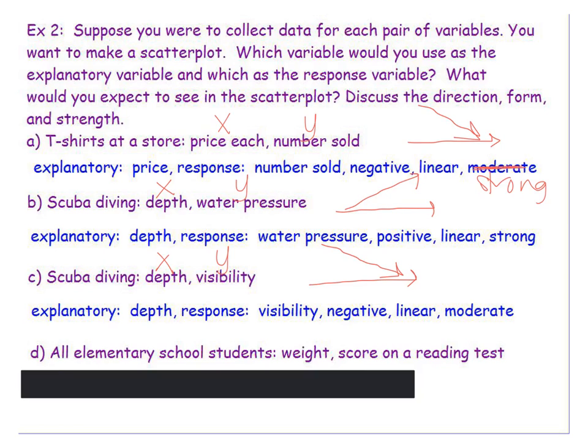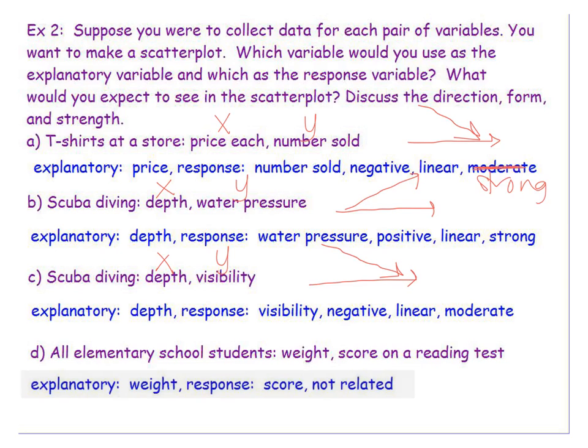You can put whichever variable you want wherever you want. So in terms of answers, I just randomly decided the explanatory variable is weight. It doesn't really matter because they're not related. The response variable is going to be score. But again, because they're not related, it doesn't really matter which one you label with which. So you're going to do some of those for your homework as well.